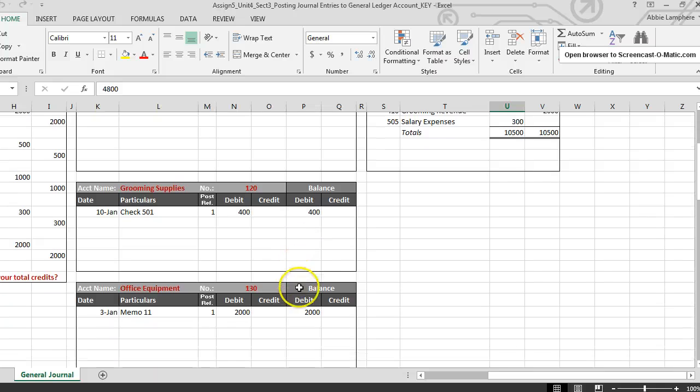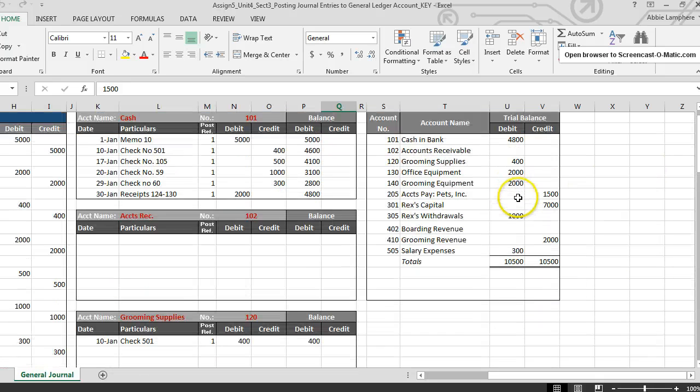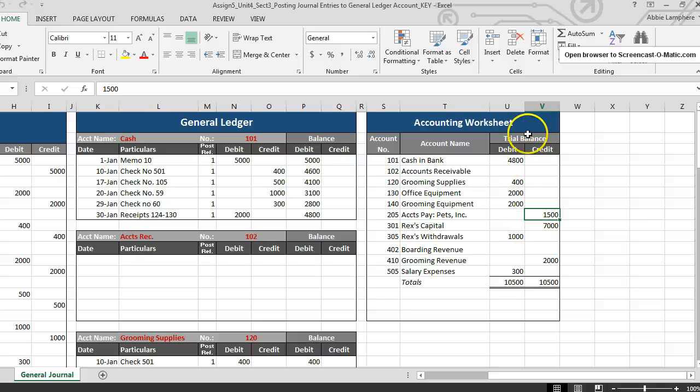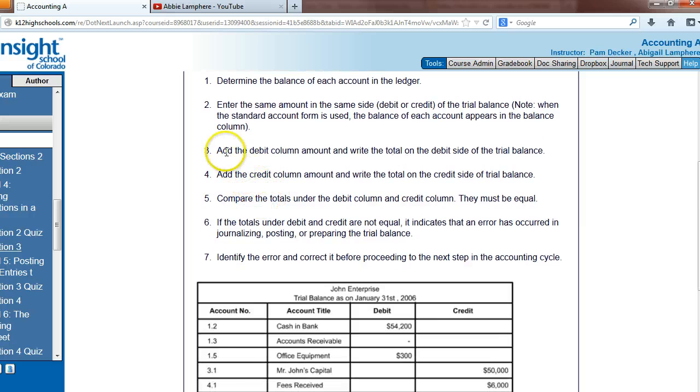If it is a credit balance, let's find our accounts payable. So this $1,500 credit balance for accounts payable would go on the credit side of our trial balance. So whichever side the balance was recorded on for that account, that is the side you're going to put it on for the trial balance.